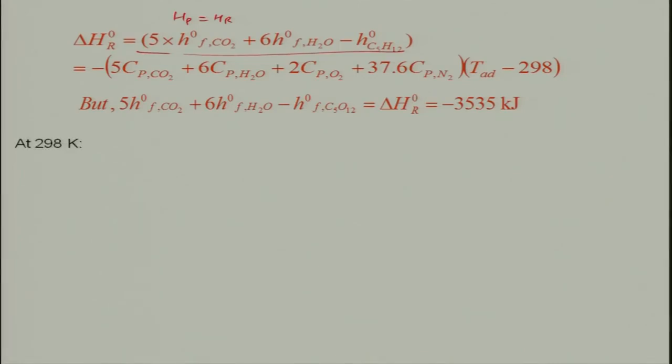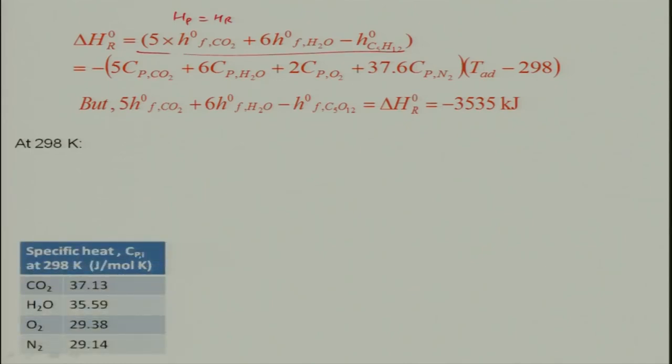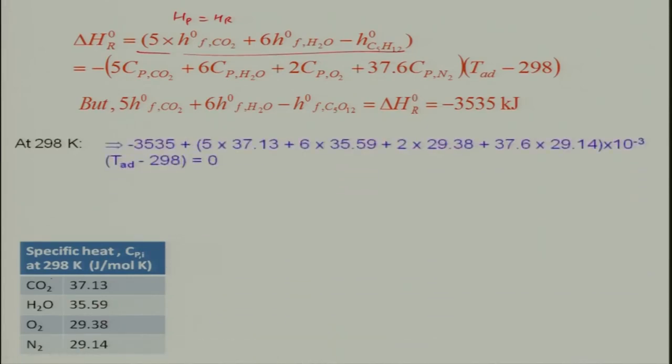And what I will do, let us say it would be 298 Kelvin. It may not be, but I am considering the 298 Kelvin values here. Then I get the specific heat values for these various species at 298 Kelvin: 37.13 for carbon dioxide, water 35.59, oxygen 29.38, nitrogen 29.14. If I substitute these values in this expression, equation 1, then I get a temperature of something like 2573.34 Kelvin.